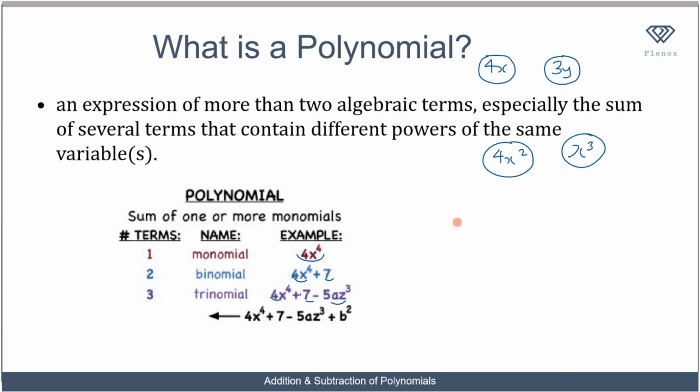An example of a polynomial would be 3x raised to 3 minus 4x squared plus 3x then plus 2. As you can see, there are more than two algebraic terms, so this is a polynomial. Another example can be, say, 4x minus x raised to 3 then plus 2. You have more than two algebraic terms, so this is also an example of a polynomial.